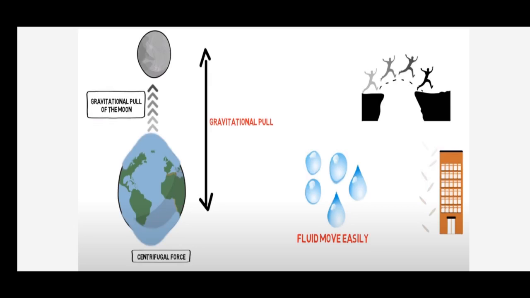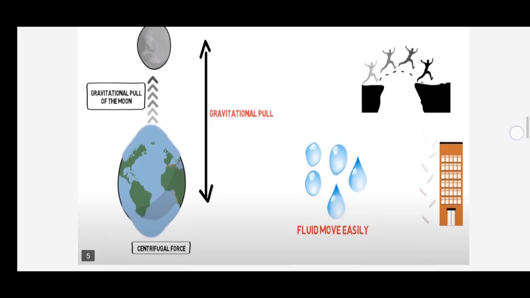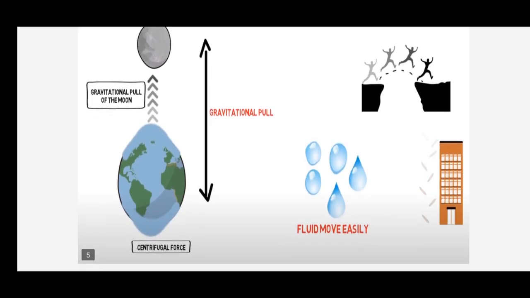Now, when it comes to the ocean, water is a fluid, right? And fluids move more easily. So, if the water on the earth in a particular region is directly below the moon, then the water gets pulled by the gravitational force towards the moon. And that creates a bulge, meaning a tide, on the surface of the ocean. Bulge means a tide on the surface of the ocean.